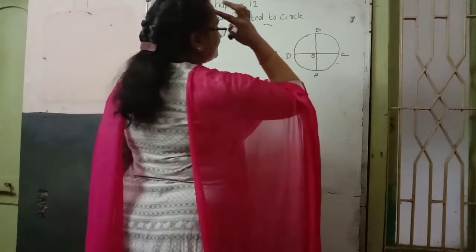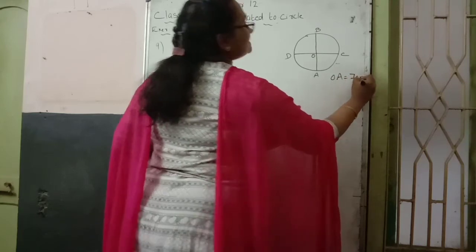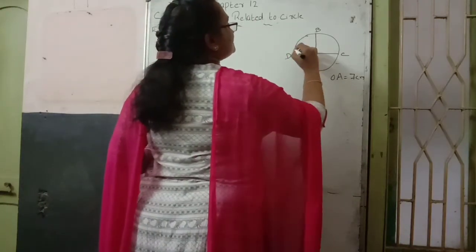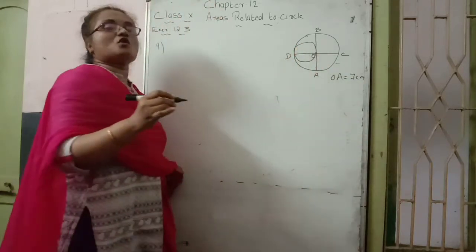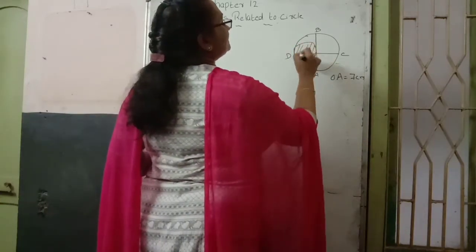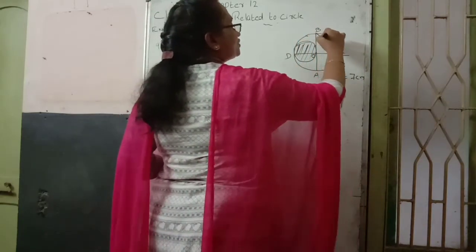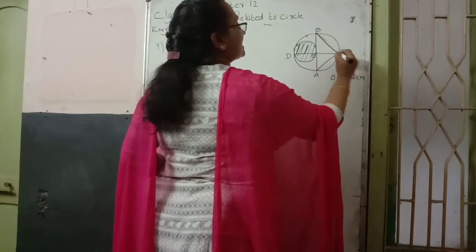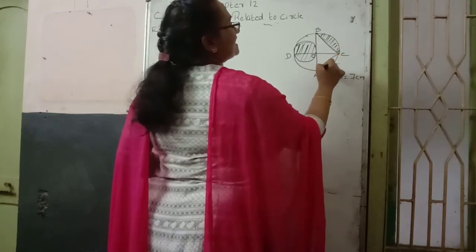Then they give OA as the radius. The OA value is given as 7 centimeters. One more circle is there, with OD as its diameter, and that circle is fully shaded. Then B to C and C to A are joined, and we get a triangle shape, and this part is shaded.